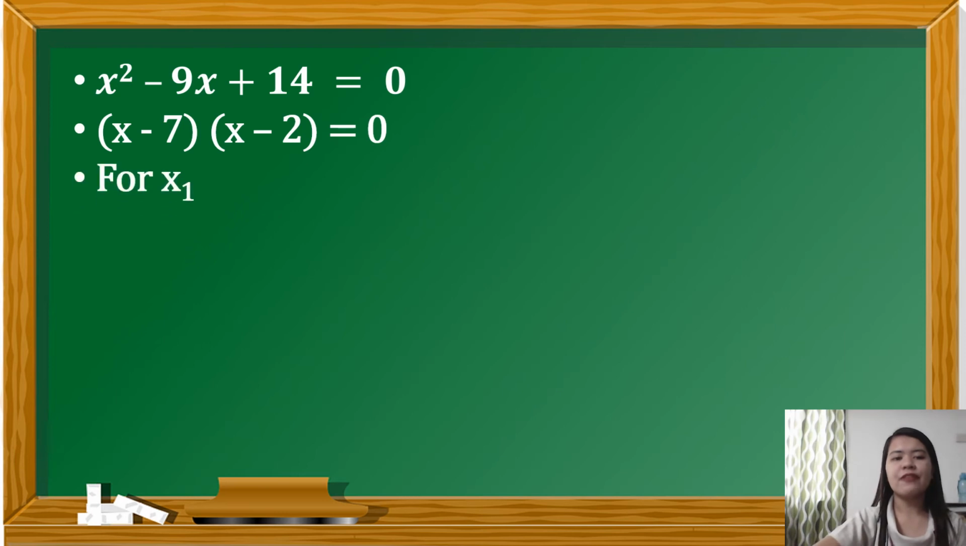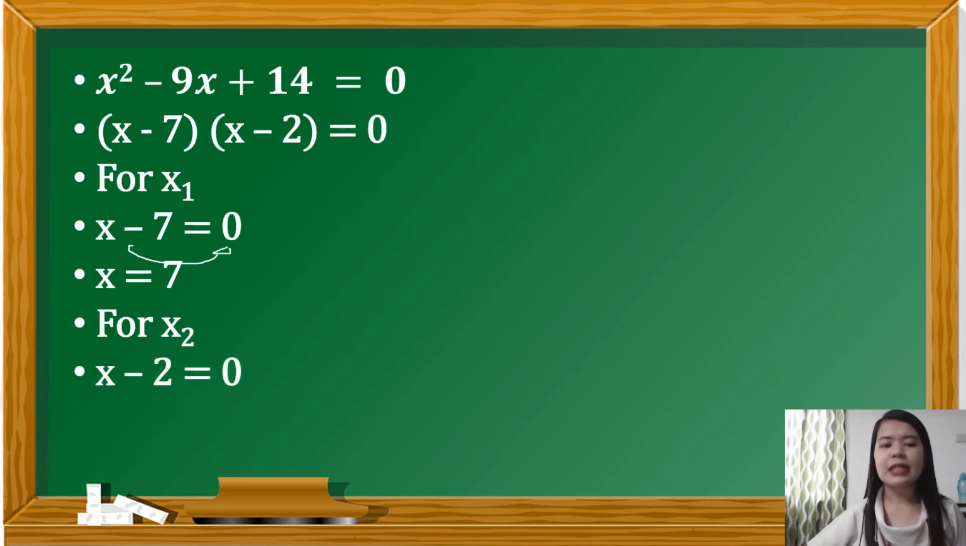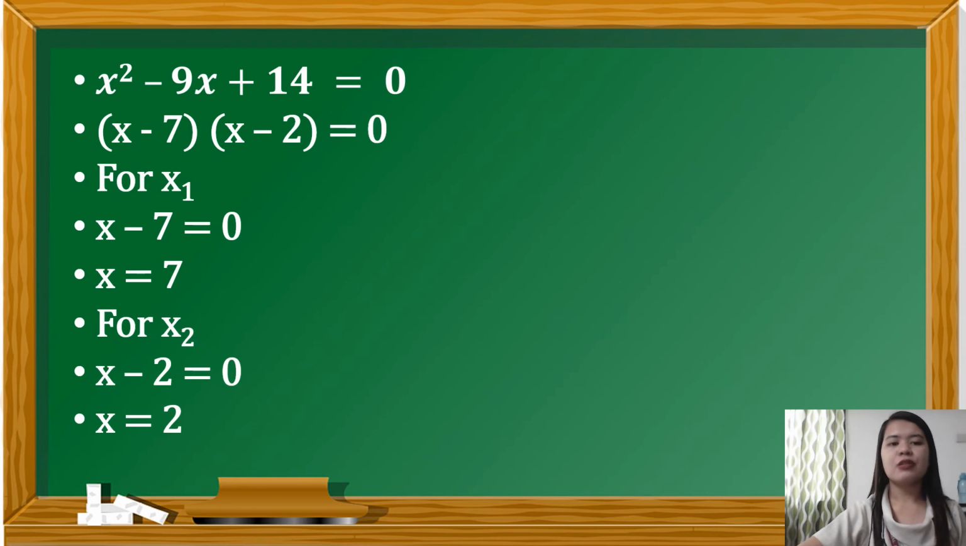For solving the first value of x or the x sub 1, we will equate x minus 7 to 0. Then, minus 7 will be a plus 7 since ililipat natin siya sa kabila. So, the first value of x is 7. For the second value of x, we have x minus 2 equals 0. Ililipat natin ang negative 2 sa kabila, so, siya ay magiging positive. So, we have x equals 2. So, the values of our x are 7 and 2.